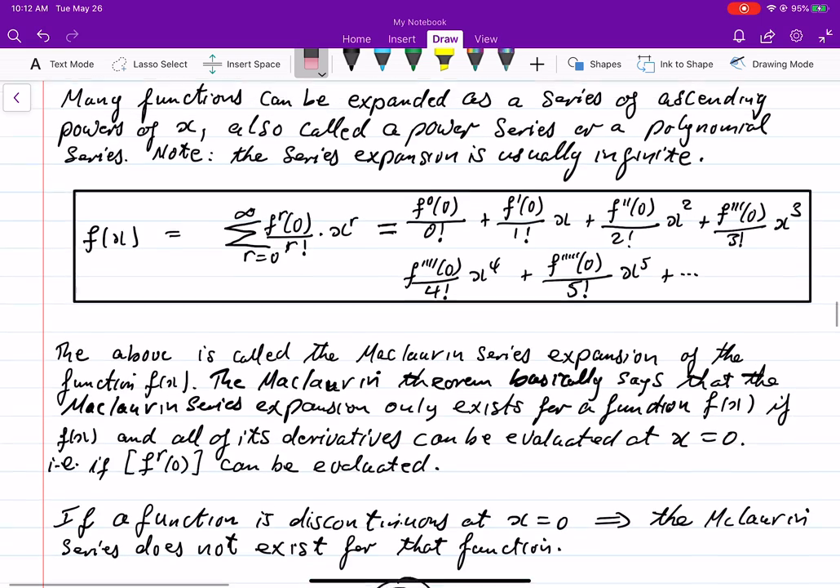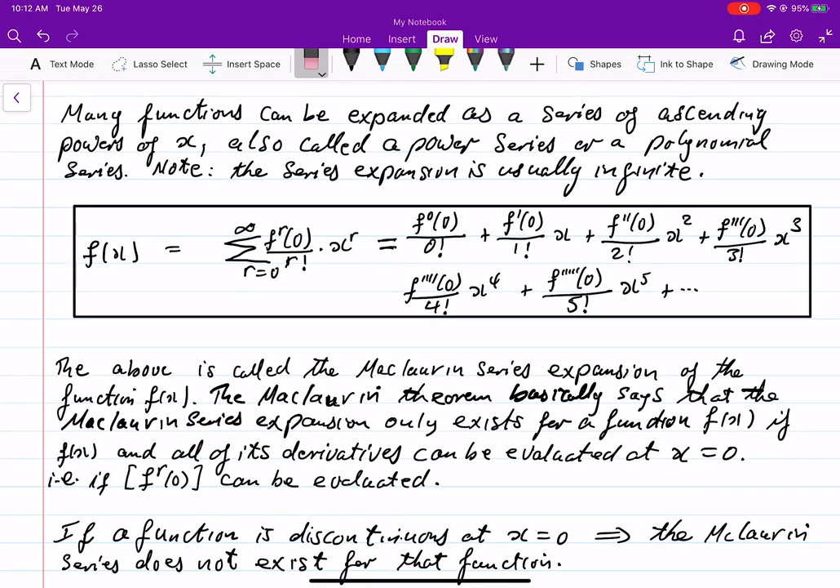All right, so what's the mathematical expression for that power series? Well, it's showing up right here. This is a quotable expression. We don't have to prove it. It can be proven, but I'm not going to prove it in this video. Any function f of x can be expressed as an infinite sum: the sum from r equals 0 to infinity of f^(r) of 0 over r factorial times x to the power r.